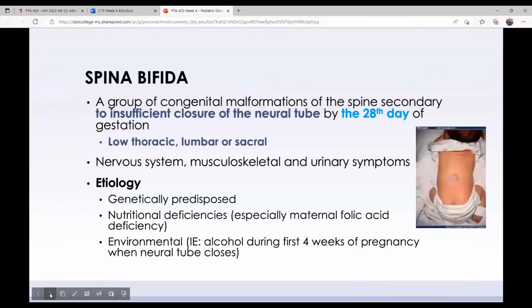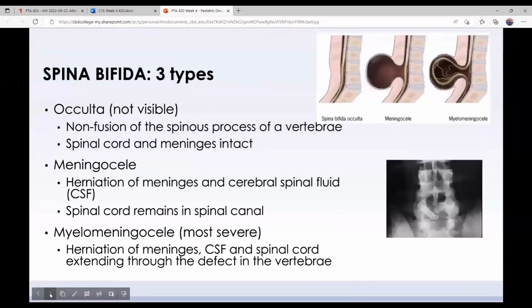So our patient is a 1-month-old infant diagnosed with a type 3, I could never say the word properly, myelomeningocele spina bifida, which is a protrusion of the meninges, cerebral spinal fluid, and spinal cord extending to the defect in the vertebrae located in L5. Due to nutritional deficiencies, especially folic acid from the mother, as well as environmental factors due to the mother drinking alcohol during the first week of pregnancy.